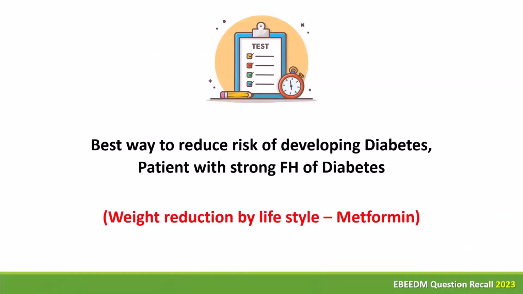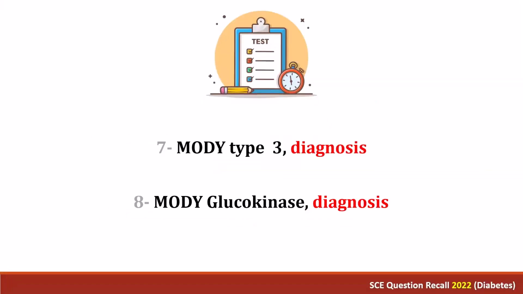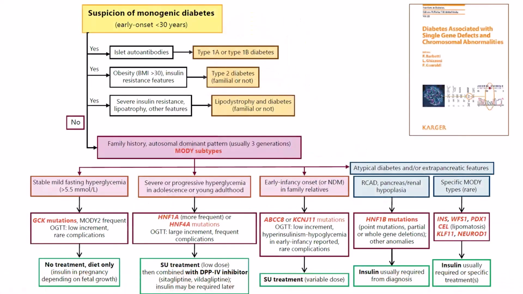Another question asked about the best way to reduce the risk of developing diabetes in a patient with prediabetes. As I mentioned, it is weight reduction by lifestyle, and this question is from the European Board 2023 recall. How to diagnose the different forms of MODY was another question in 2022, and as we mentioned, this is how to differentiate between the different forms of MODY.